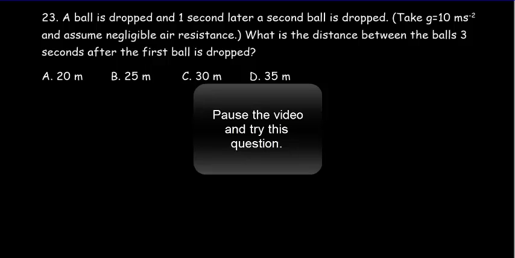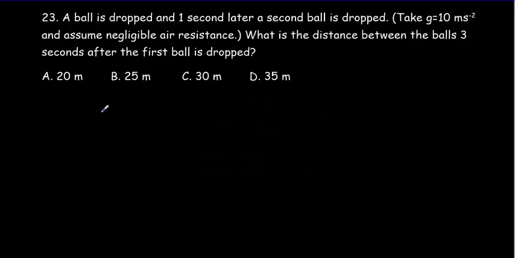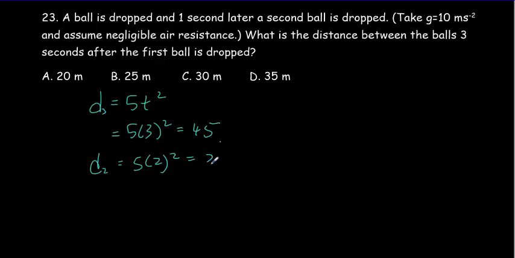Question 23, pause the video, try the question, come back for the answer. So I'll come back to this equation here, d equals 5t squared, because these are balls that are dropped from rest. So the one that falls for 3 seconds is going to drop 5 times 3 squared equals 45 meters. Whereas the one that has only dropped for 2 seconds will fall 20 meters, which means the distance between them will be 25 meters, and the correct answer would be B.